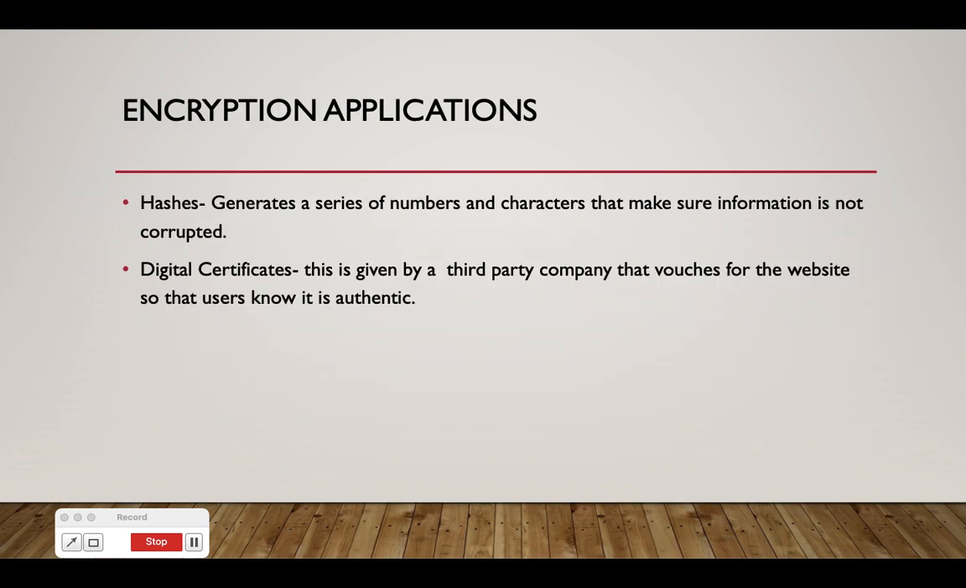So now we're going to talk about encryption applications. So we have hashes and digital certificates. Hashes generate a series of numbers and characters that make sure information is not corrupted. And then digital certificates are certificates that are given by a third-party company that vouches for the website so that users know it is authentic. So usually when you visit a website, you can look at the digital certificate and see if this is a proper website or maybe it's a scam.